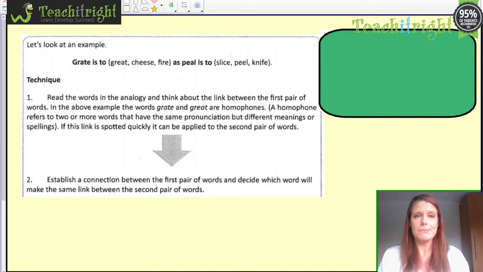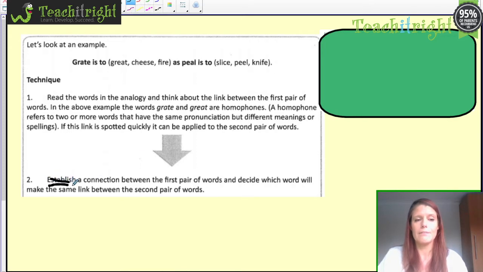Now, if this link is spotted quickly, it can then be applied to the second pair of words. But let's just take a step back first of all. Great is to... you might think great is to cheese because you grate cheese using a grater. Once you've found the first pair of words, you need to decide which word will make the same link between the second pair of words.